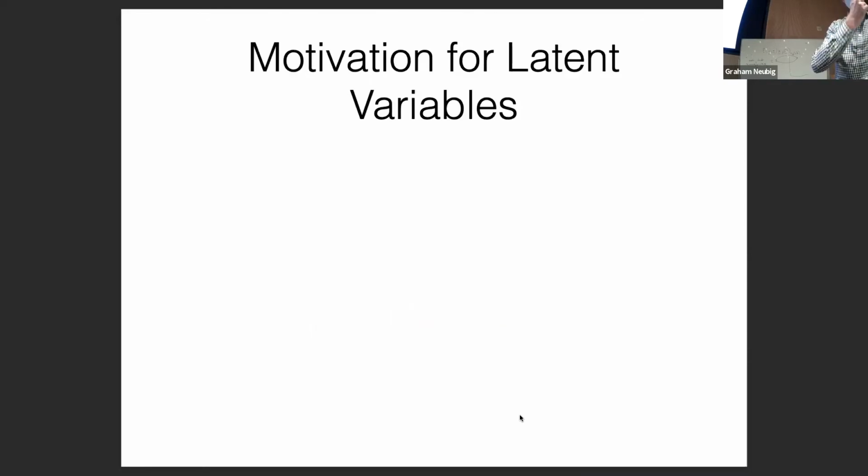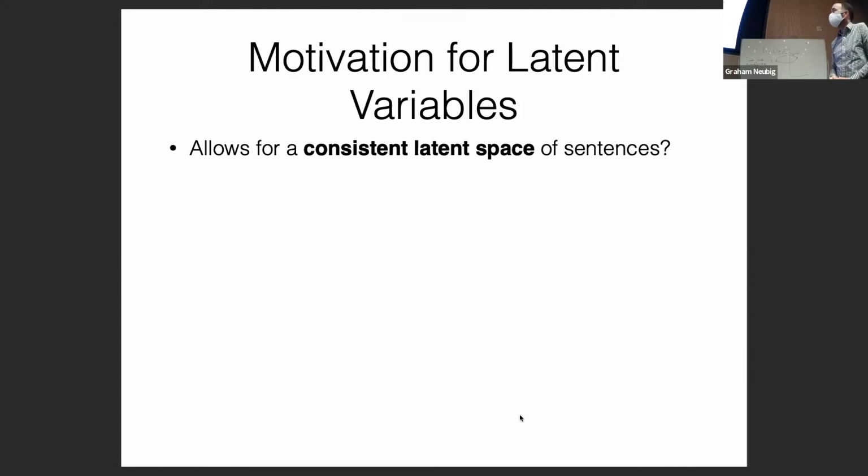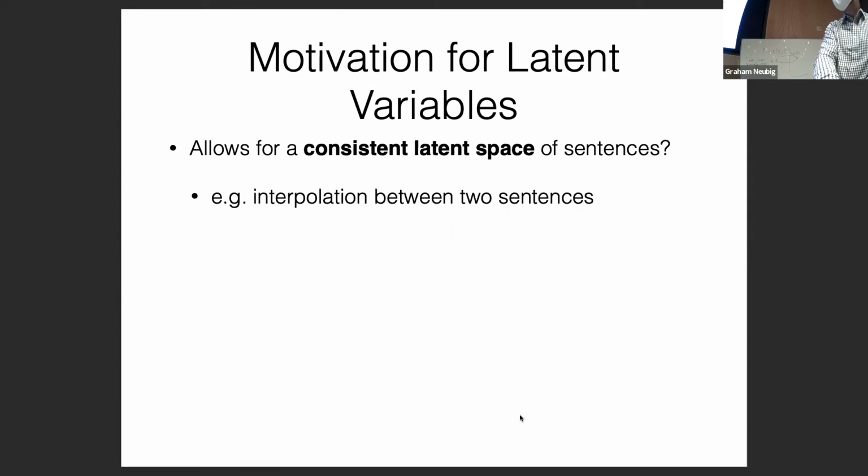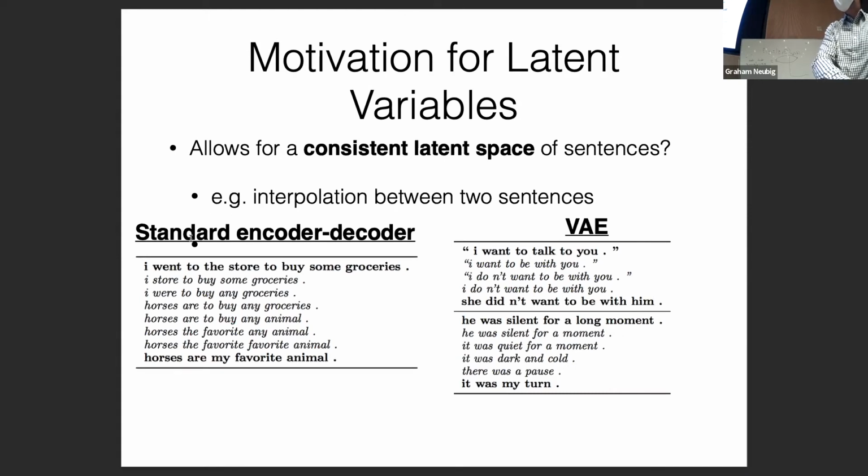So why would we want to use latent variables? This could potentially allow for a more consistent latent space over sentences. One motivating example from this particular paper is if you take a standard autoencoder model, and you take, I went to the store to buy some groceries, and horses are my favorite animal. You take the hidden vectors for both of them and gradually move in a line between the hidden vector for this sentence and this sentence. We get something in the middle, like I store to buy some groceries, I were to buy any groceries, horses are to buy any groceries. So it's kind of like strange sentences that wouldn't appear in real life.